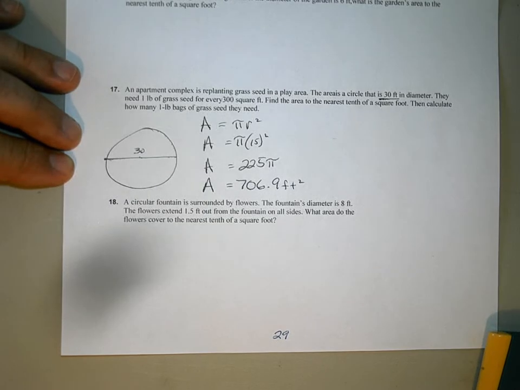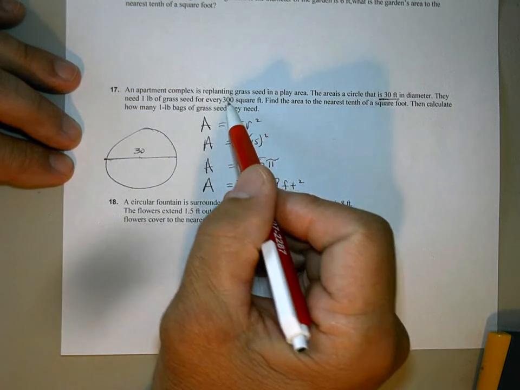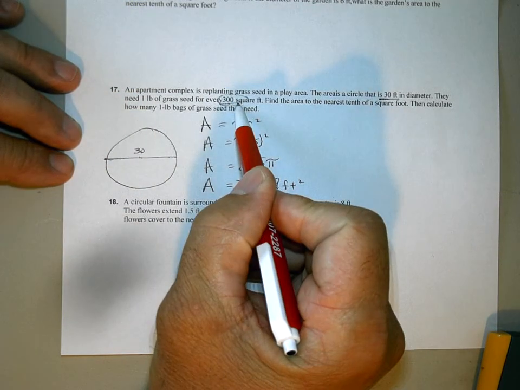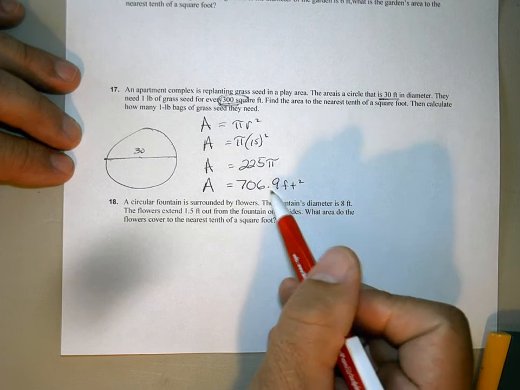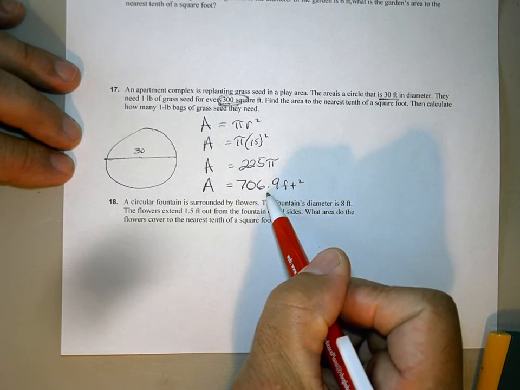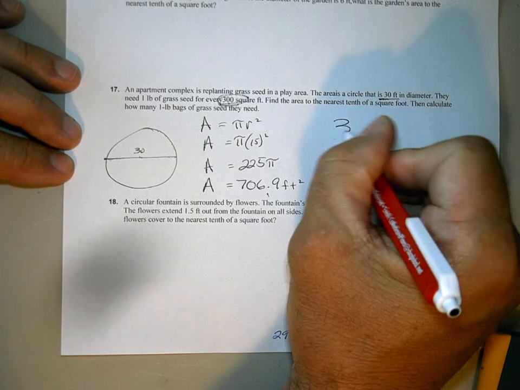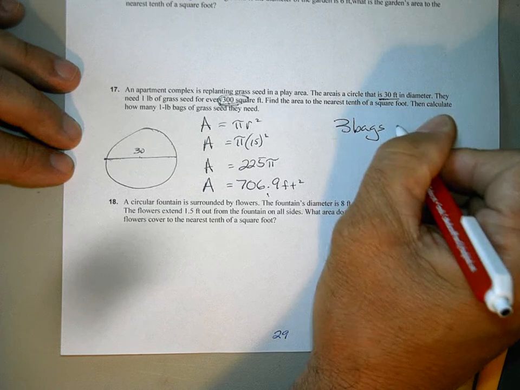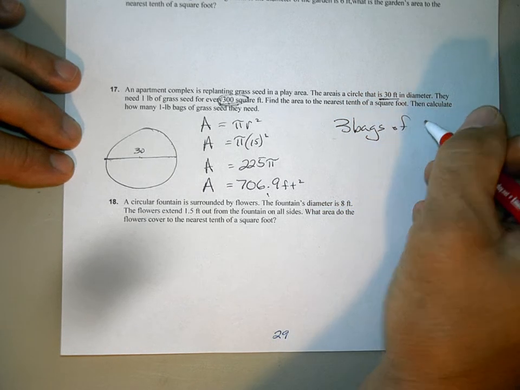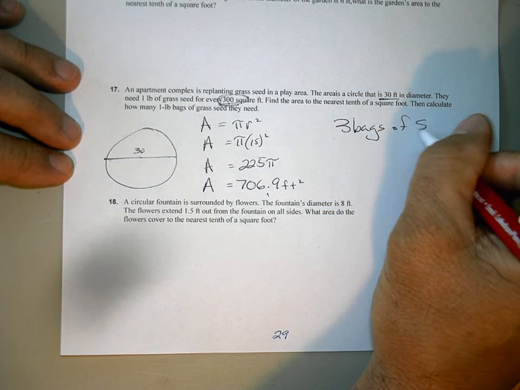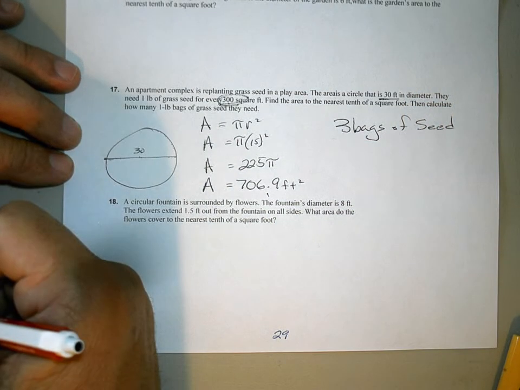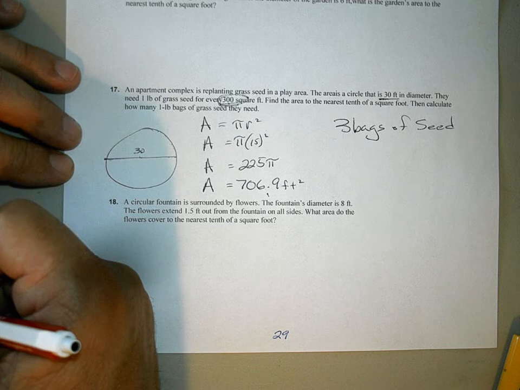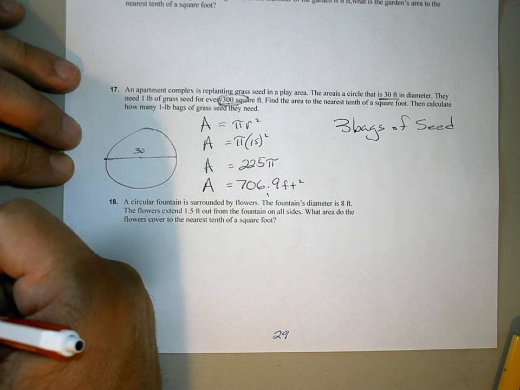Okay, but a 1 pound bag will cover 300 square feet. So we actually need 3 1 pound bags. So we need 3 bags of seed. 2 bags would cover 600 feet, but we have a little over 706 feet, or almost 707 feet. So we can put it on extra thick or have a little extra left over.